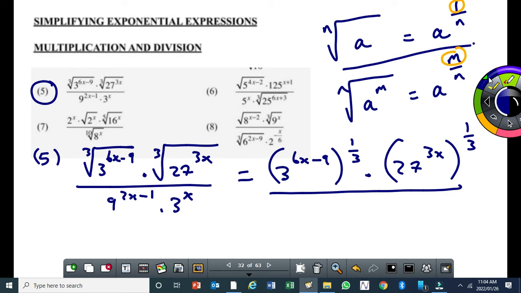Since I don't want to skip a step and make assumptions, this is the same as 3 squared to the power of 2x minus 1 times 3 to the power of x. Why did you break the 27 down? 3 to the power of 2.